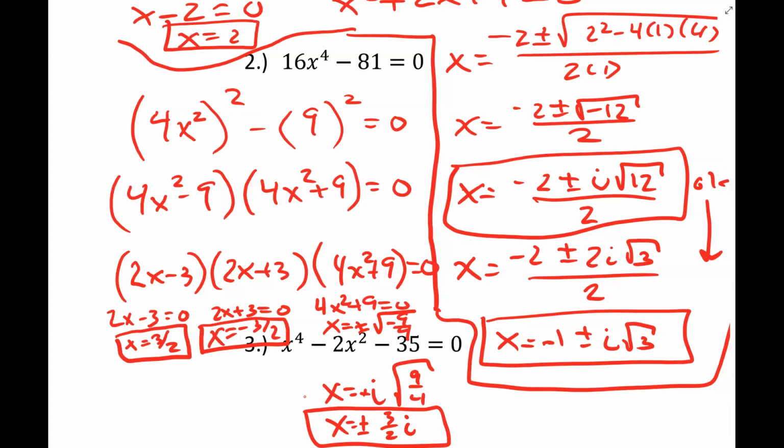Lexi, I'm guessing that you did this by just adding 81, dividing by 16, and then square rooting twice or something. Yeah. So you lost the imaginary solutions when you do it that way. That's why it's important that we factor in order to solve, because you will never find those imaginary solutions by doing that.